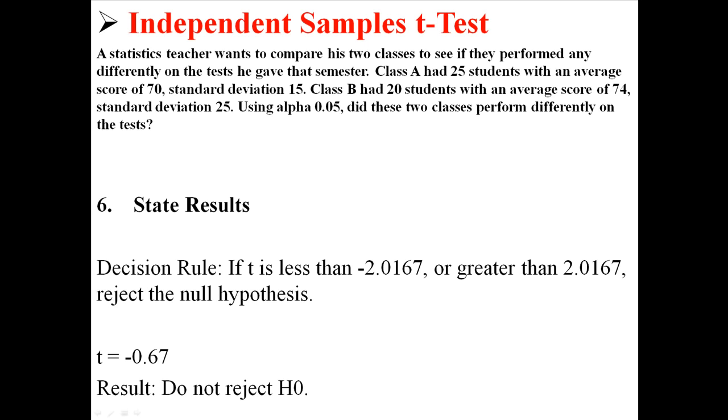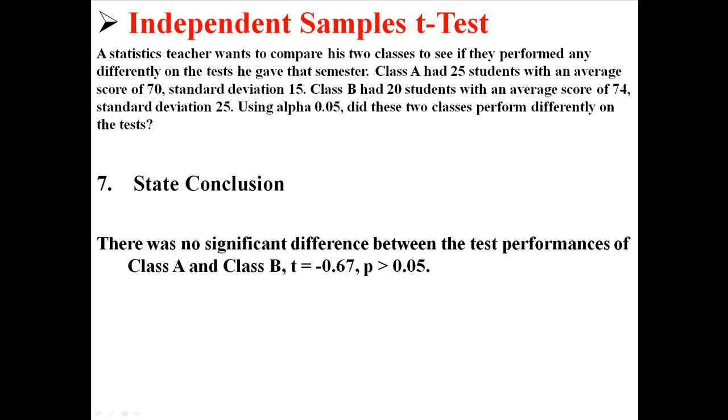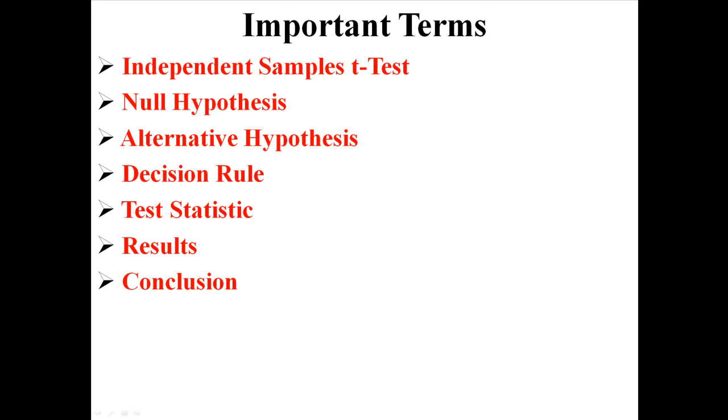So we're still going to start off with the assumption that the classes have equal means on the test given throughout the semester. And that's what our conclusion would be. There was no significant difference between the test performances of Class A and Class B. T equals negative 0.67 with a probability greater than 0.05. We can conclude that there is no difference between Class A and Class B. And that is an independent samples t-test.